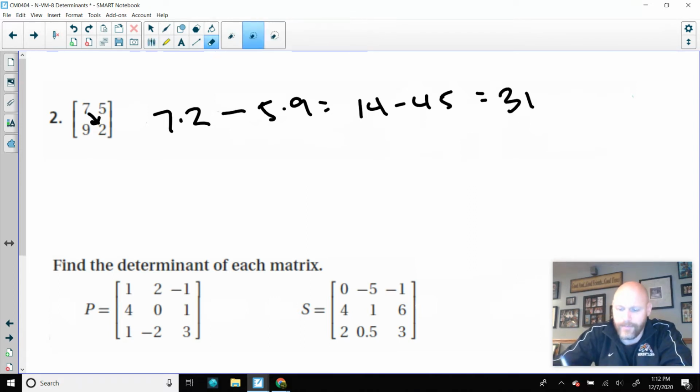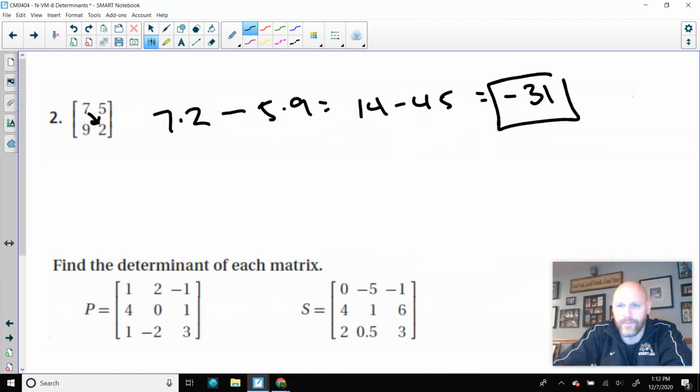Actually, get it right, Stu. Get it right. It'll be a negative 31. That should do it.